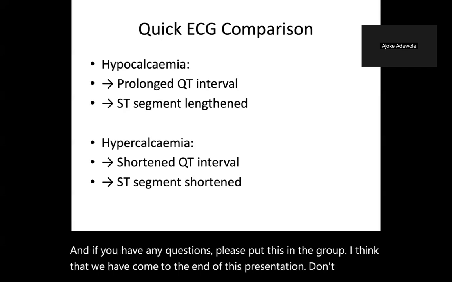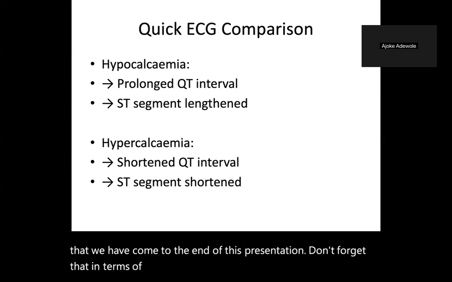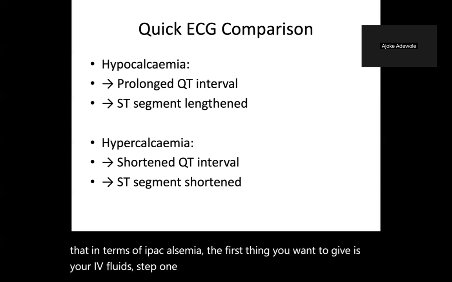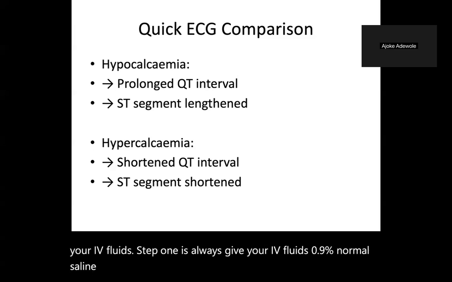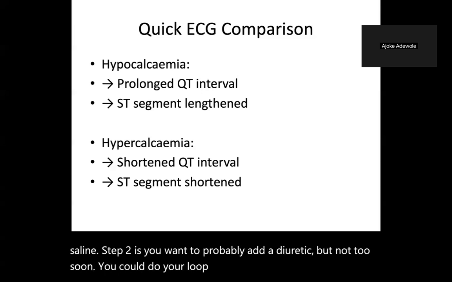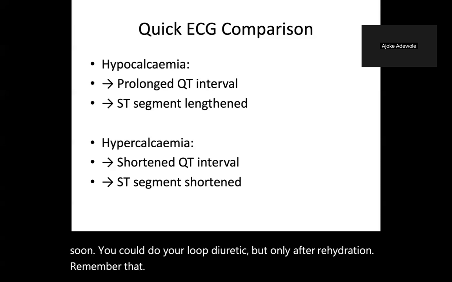Don't forget that in terms of hypercalcemia, the first thing you want to give is your IV fluids. Step one is always give your IV fluids, 0.9% normal saline. Step two is you want to probably add a diuretic, but not too soon. You could do your loop diuretic, but only after rehydration. Remember that thiazides are a no-no because they increase calcium.